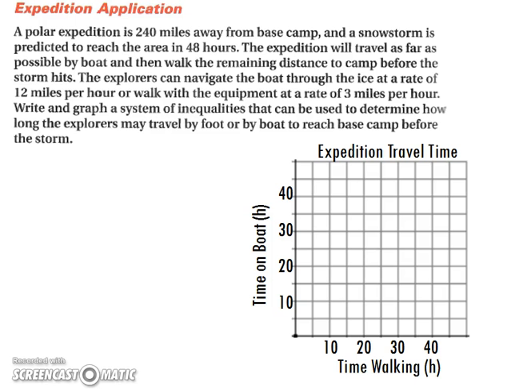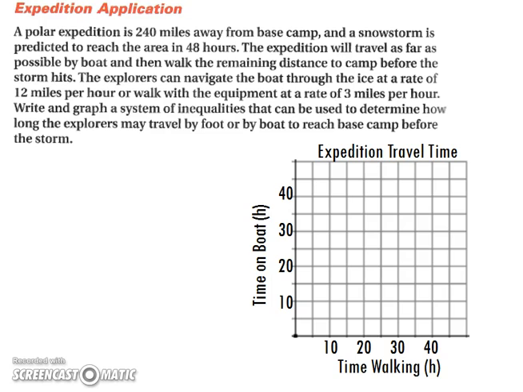Let's look at an expedition application. A polar expedition is 240 miles away from base camp, and the snowstorm is predicted to reach the area in about 48 hours. The expedition will travel as far as possible by boat and then walk the remaining distance to camp before the storm hits.